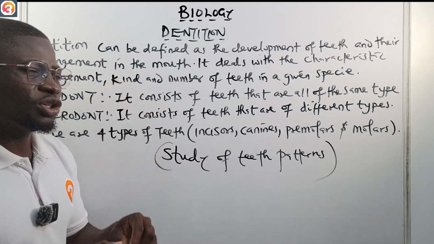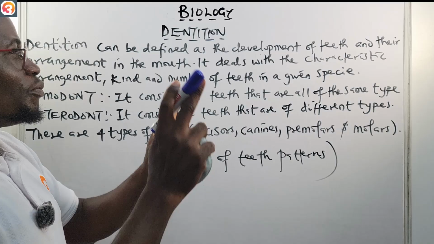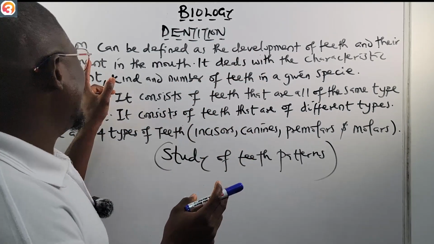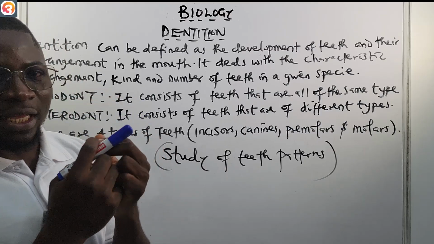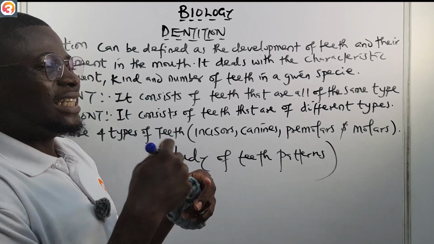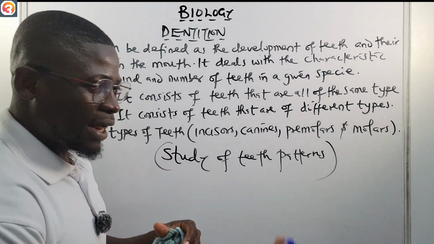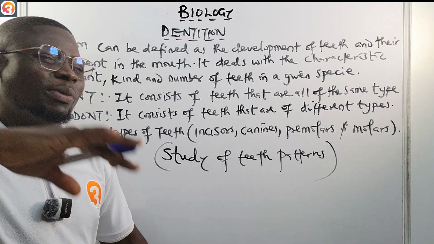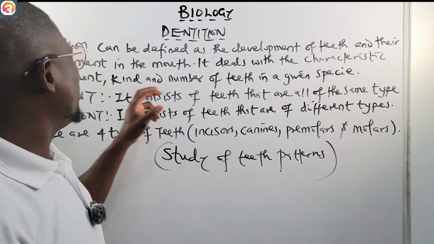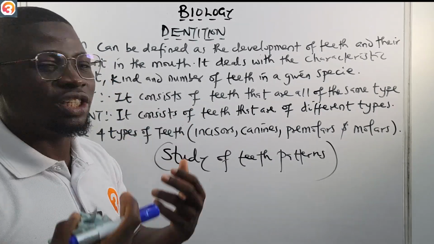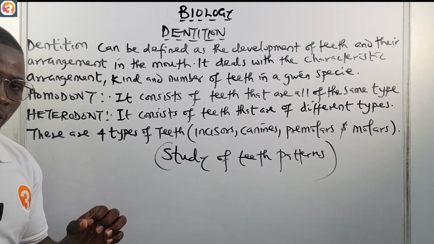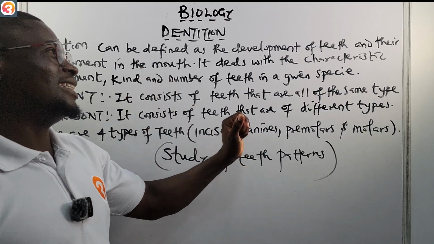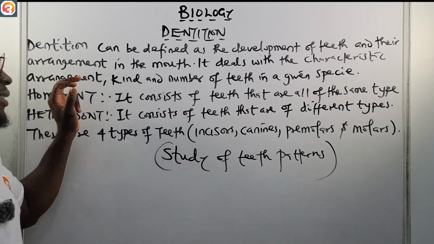We have another definition on the board. Dentition can be defined as the development of teeth and their arrangement in the mouth. The development of teeth, how teeth develop, the progress from maybe a baby mammal up to an adult mammal, and their arrangement in the mouth. That is what we call dentition.